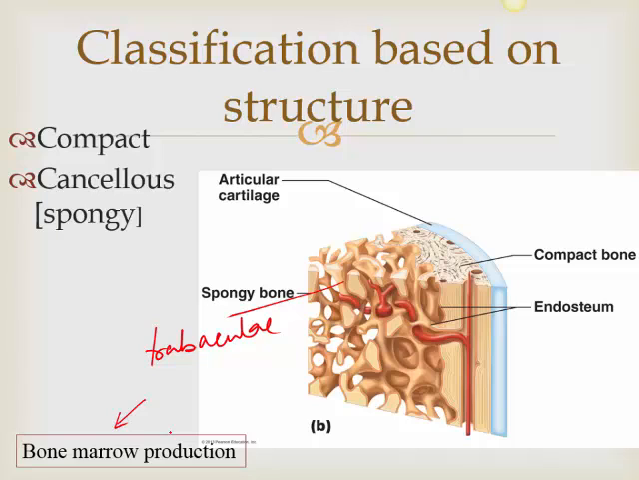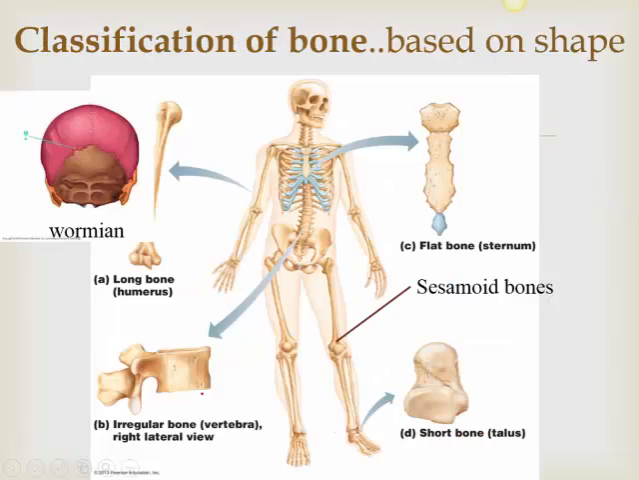And as we go along, we'll have certain examples of which bones have more spongy bone and which bones have more compact bone. Now that was based on structure. Here let's look at how we classify bones based on shape. So based on shape, we have bones which are called long bones.